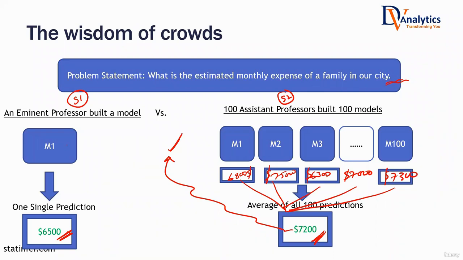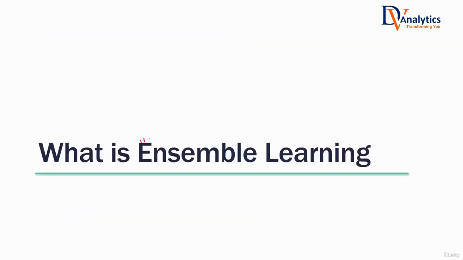Instead of building one model and making the prediction from that, you build hundreds of models, take their predictions, and average them. Then that final value has a higher chance of being near the actual value. That is known as ensemble learning. Whenever you hear this term ensemble, you have to imagine that we are building multiple models.